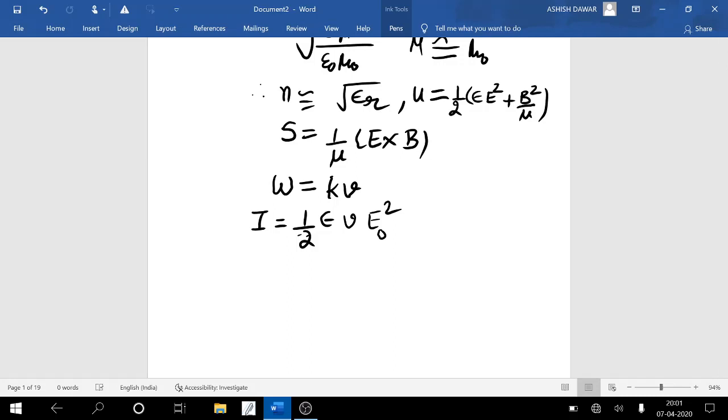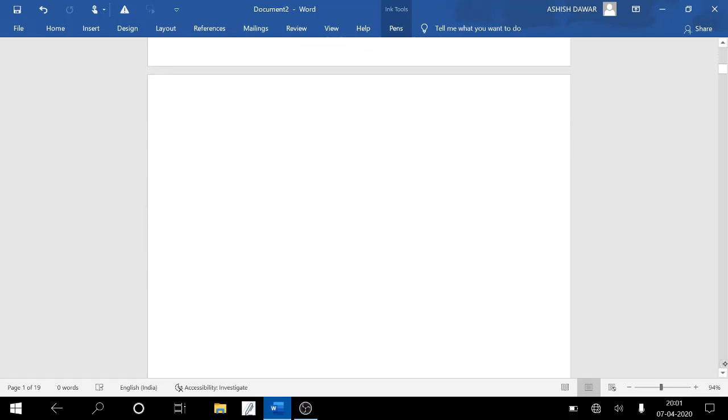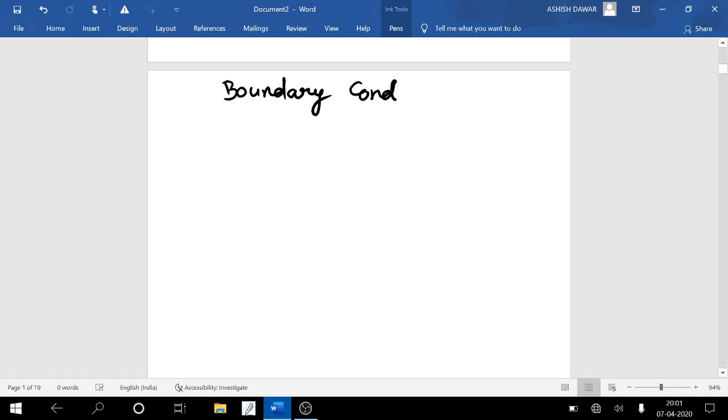So when a wave passes from one transparent medium into another, we get a reflected wave and a transmitted wave, and the details of this depend upon some electrodynamic boundary conditions. So now we're going to derive these boundary conditions.